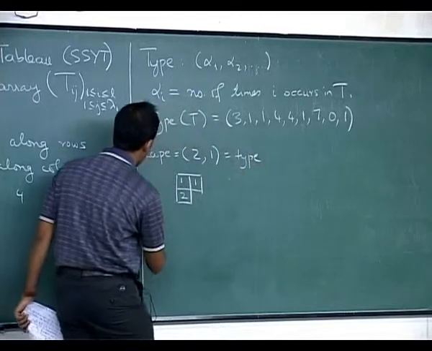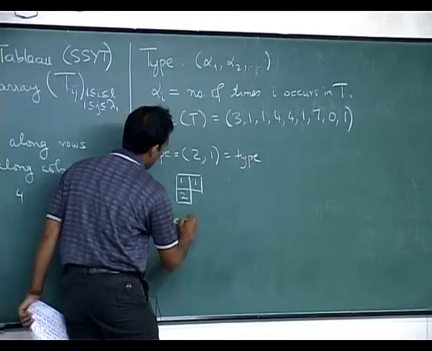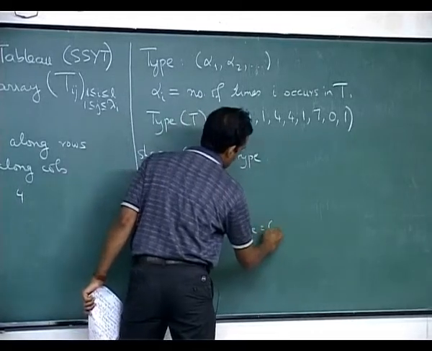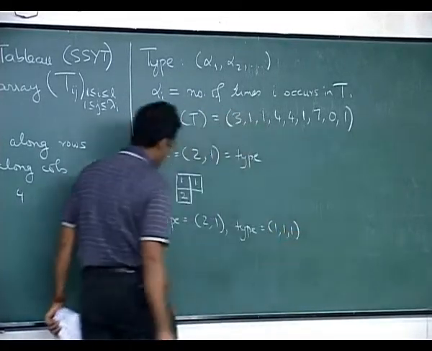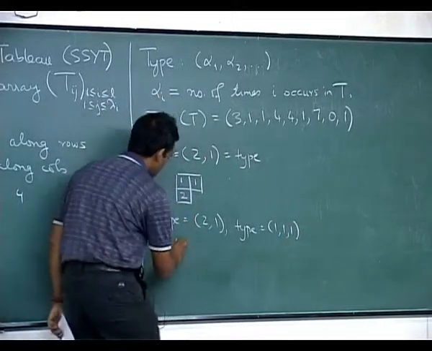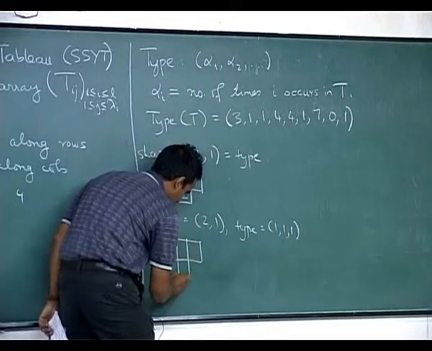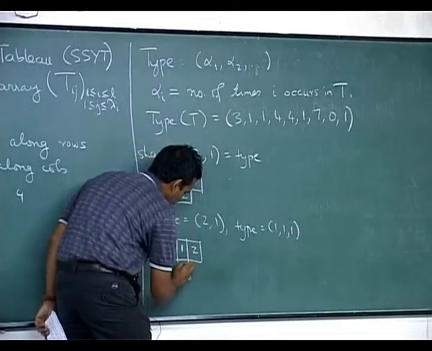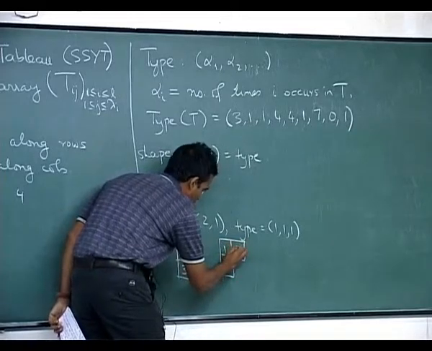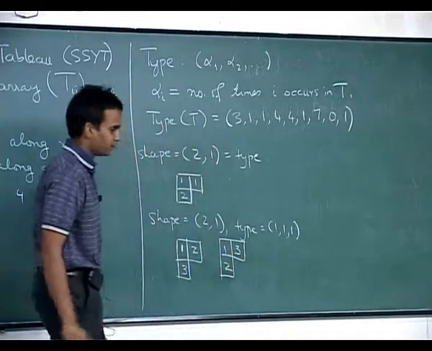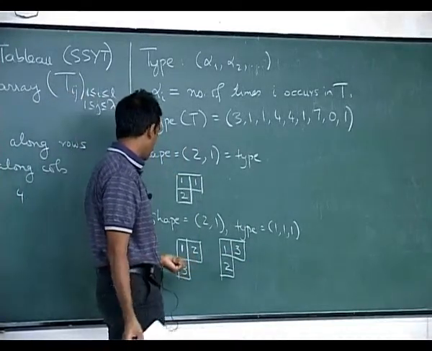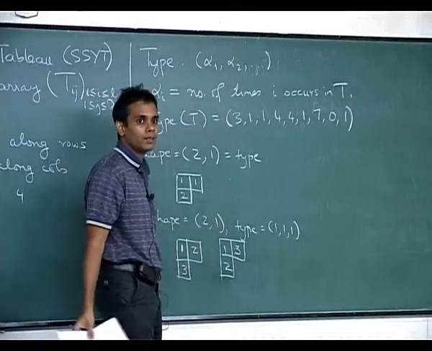But suppose I say shape equals (2, 1) and type equals (1, 1, 1), then I have to put in 1, 1, 1, 2 and 1, 3. Now I have a choice. I can put the 2 either here and the 3 here, or I can do it this way. So there are 2 semi-standard Young tableaux of shape (2, 1) and type (1, 1, 1).